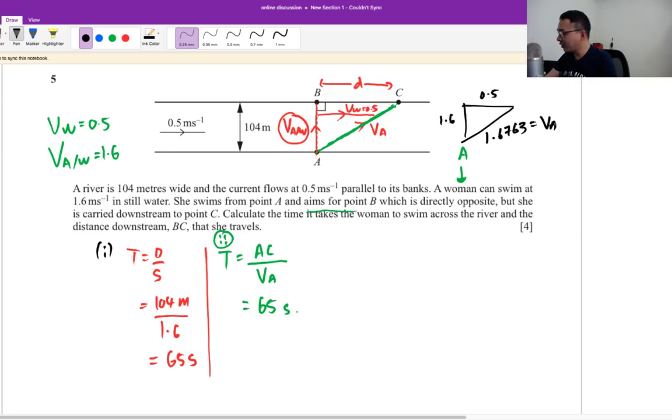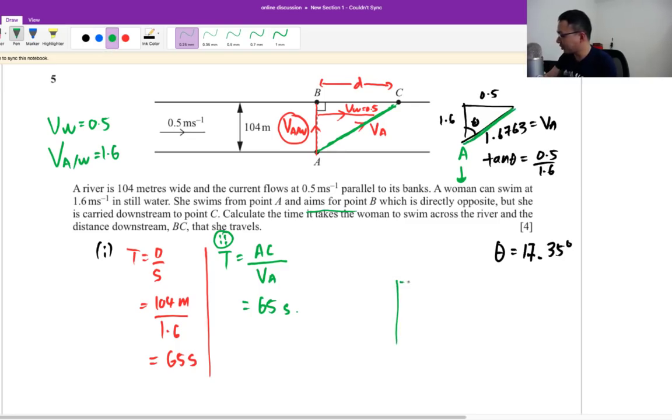And if I want to find the length of AC, I will need to find this angle. So in order to find this angle, I will use tangent. Tangent theta will be 0.5 over 1.6. So I will do shift tangent, and then 0.5 divided by 1.6, because I'm trying to find the angle, then I can find the length. So the angle basically is 17.35 degrees.